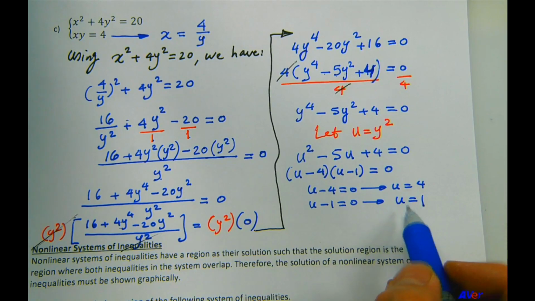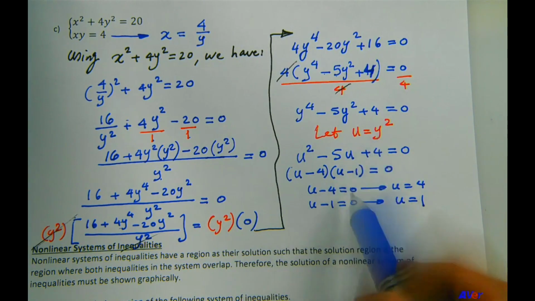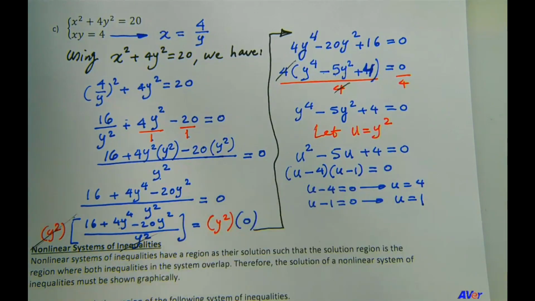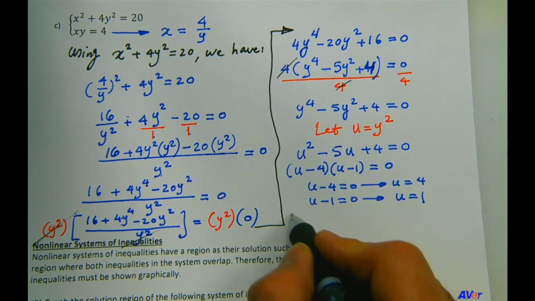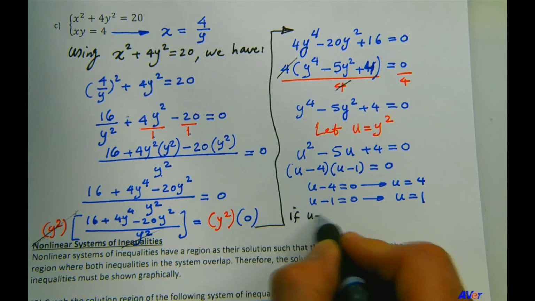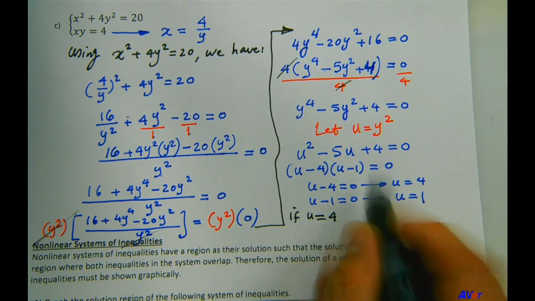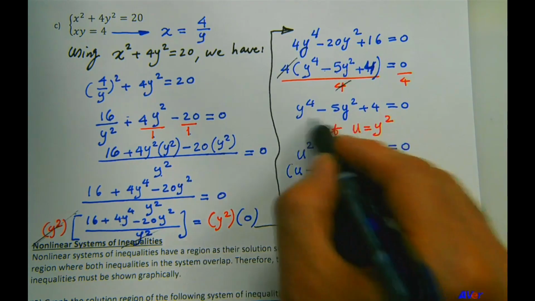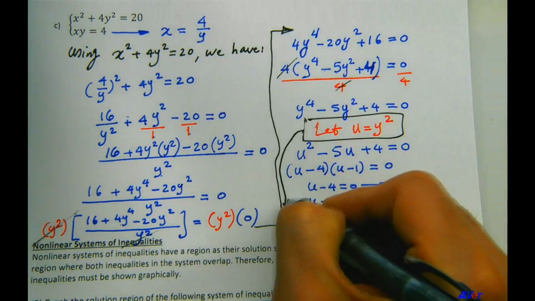No. We just found the values of U. So we need to find values of y squared, and then of course find the values of x as well. I'm running out of space again, but I'll try to continue in this corner. So if U equals 4, then substitute here. Let me box this and put an arrow here. That's what we're doing here.